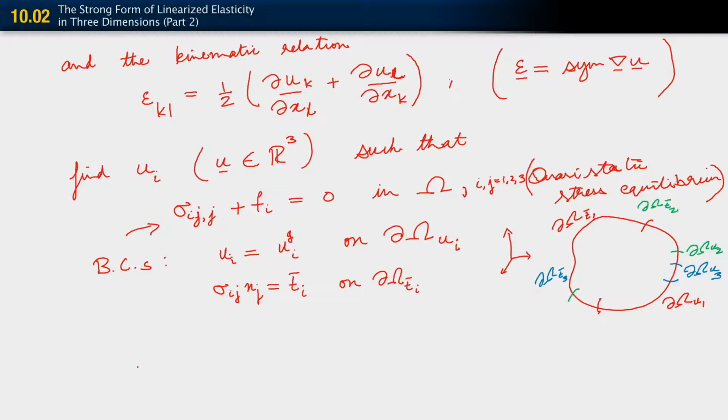What we have is that the boundary is always equal to partial omega u sub i union partial omega t bar sub i, and that each Dirichlet boundary for a given component of the solution is disjoint from its Neumann boundary. This holds for i equals 1, 2, 3.